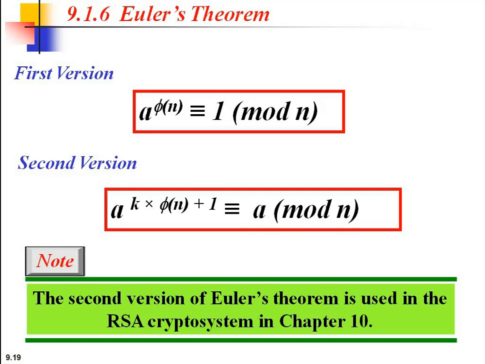Here phi of n is basically the Euler totient function. And the second version is a to the power k times phi of n plus 1 is congruent to a mod n. The second version of Euler's theorem is used in the RSA cryptosystem, which we will discuss in chapter number 10.